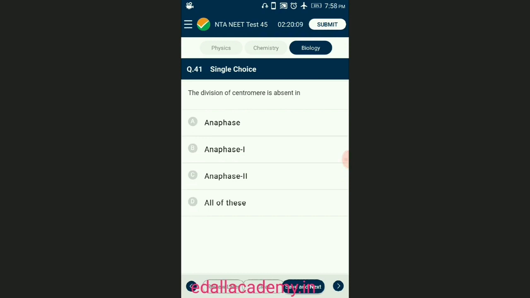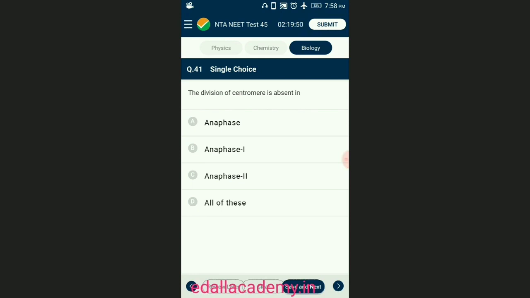The division of centromere is absent in. During anaphase 1, chromosomal pairs separate and chromosomes start moving towards opposite poles. This separation of chromosome pair is called disjunction and it results in reduction in the number of chromosomes to half. So the answer for this question is option B, anaphase 1.